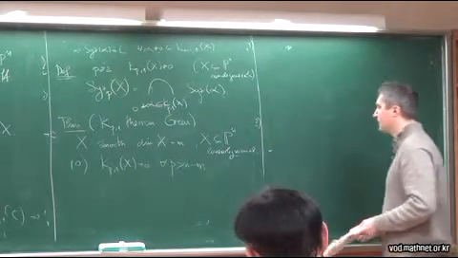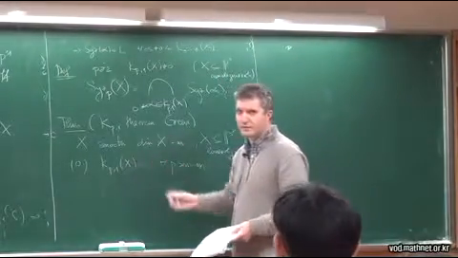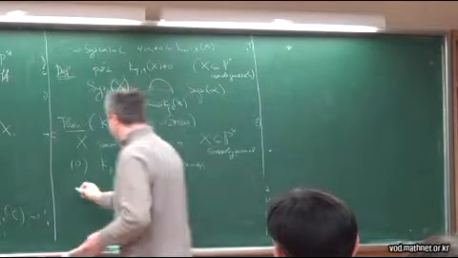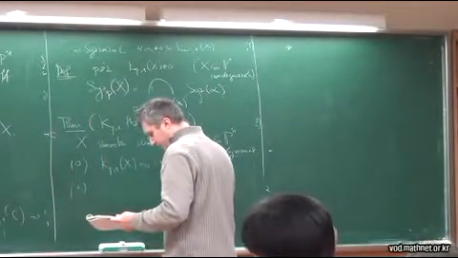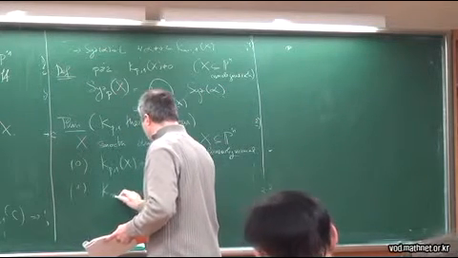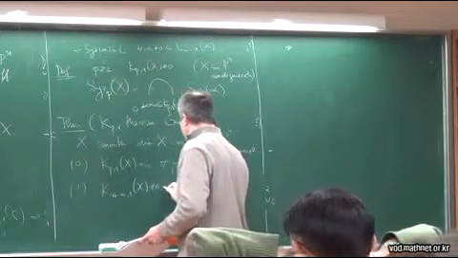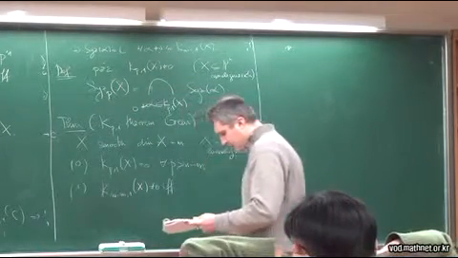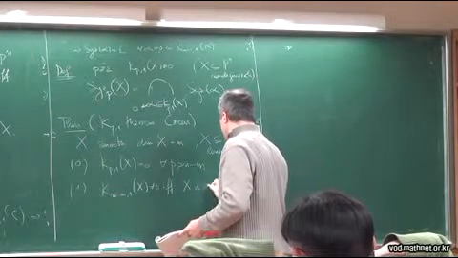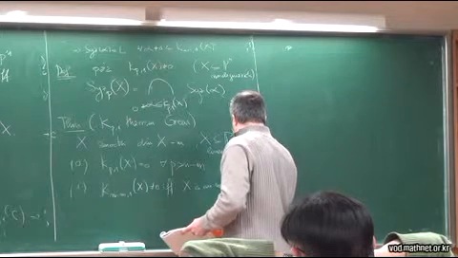For instance, if X is a curve, then Kn,1 of X is automatically 0. Then the next case, Kn minus m,1 of X is different from 0 if and only if X is an m-fold of minimal degree.